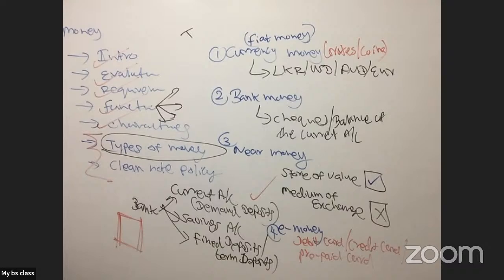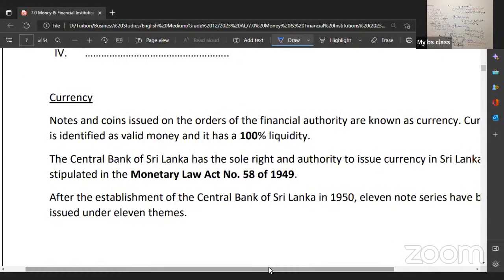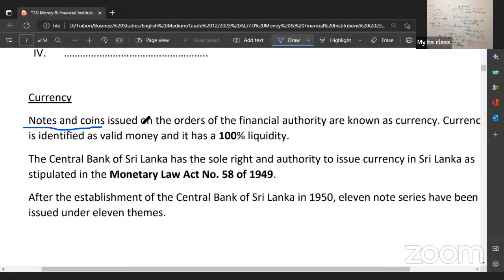Right, now with that, let's come to the explanations. Currency. So notes and coins issued on the orders of the financial authority are known as the currency.